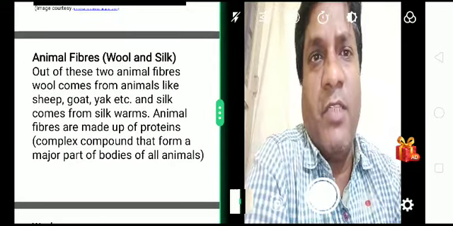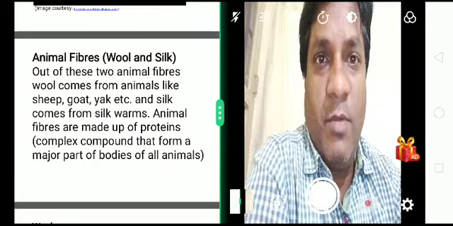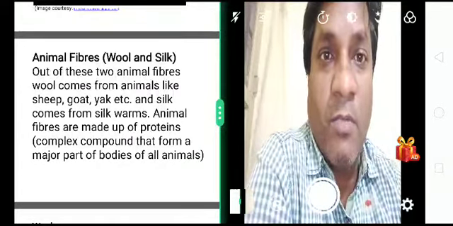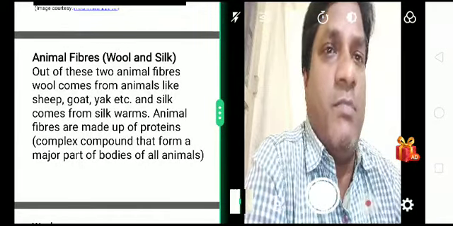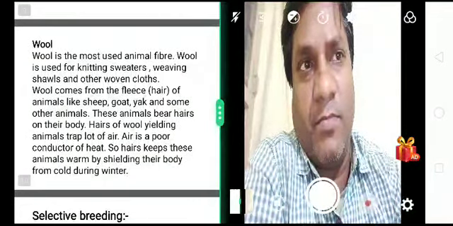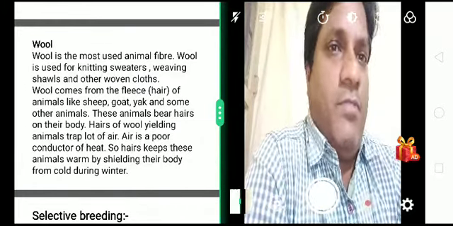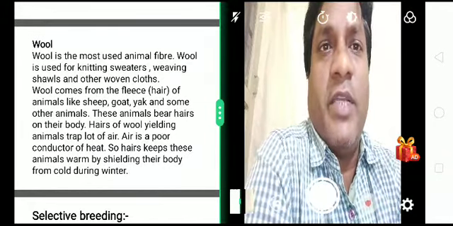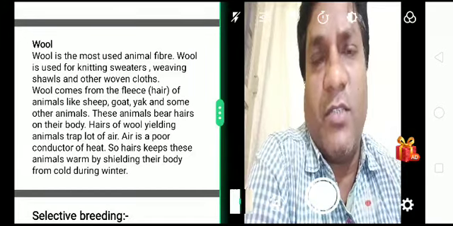The animal fibers are made up of proteins. This is an important point. The animal fibers are made up of proteins, and these proteins are nothing but complex compounds that form a major part of the bodies of all animals. Wool is the most used animal fiber. The wool is used for knitting sweaters, weaving shawls, and other woven clothes.